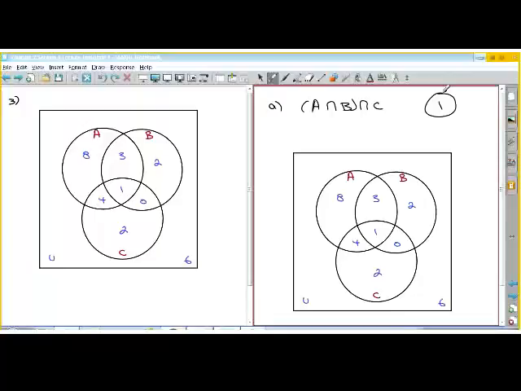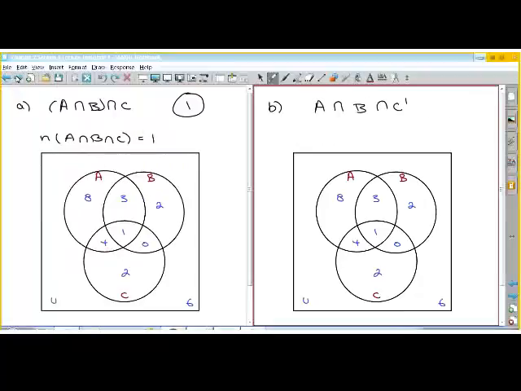We're not listing the elements. We don't care what they are. All we care about is the number of elements. So the way we would show it is, what is the cardinal number of the intersection of A, B, and C? That would be 1. That's the number of elements in the intersection of all those 3. Okay, so I'm going to do one more, and then you guys are going to help me.